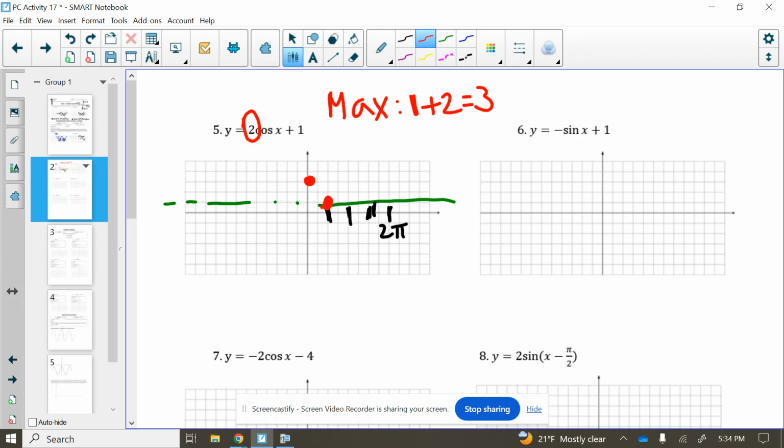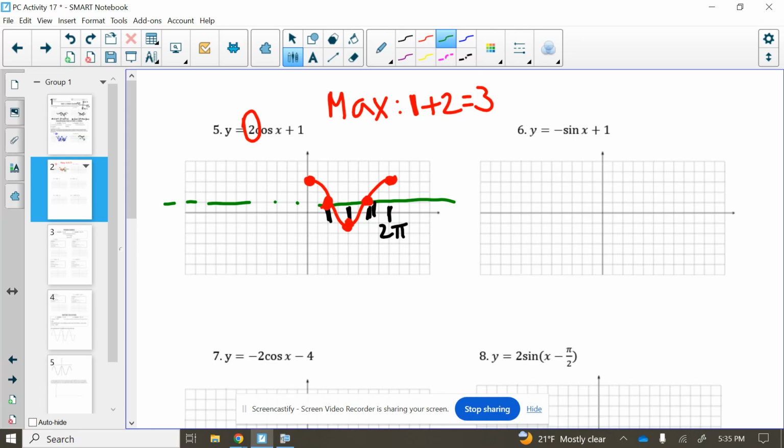Then we go back to the midline. Our minimum value then is going to be 2 units below that midline, back to the midline, back 2 units above the midline. So there would be our cosine graph.